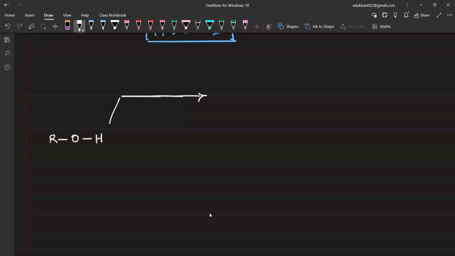ठीक है? I'm writing it like this: H O C double bond O and then R dash. Fine. So यहाँ से water निकलता है, and this is done in the presence of acid. Water gets removed and you get R O bonded with C double bond O and then R dash. So what we have got? We have got an ester.